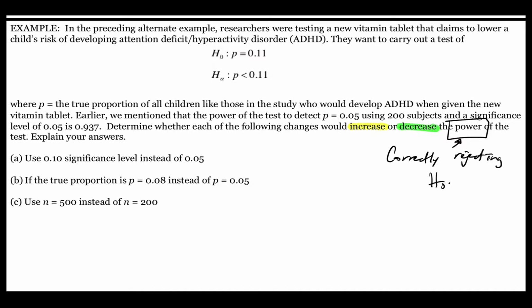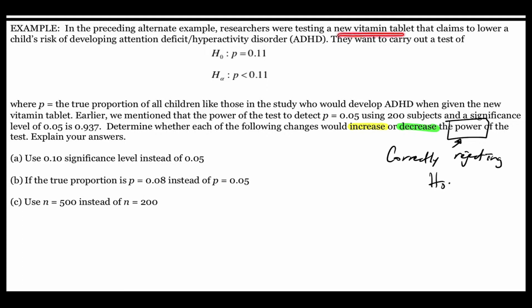All right. So in the preceding, let's see, we're testing a new vitamin tablet that claims to lower the risk of a child developing ADHD. Okay. So 0.11 was the current percent. 11% of all children will develop ADHD in the United States. That was from an earlier problem we did on Friday.